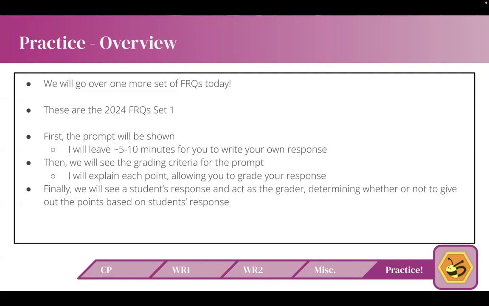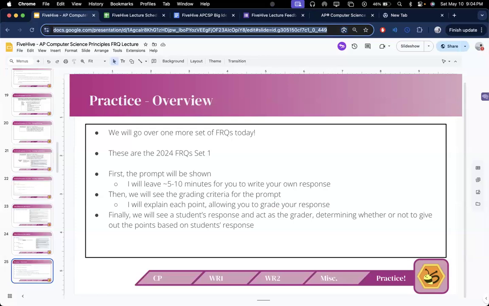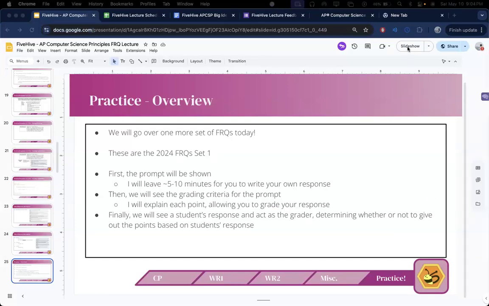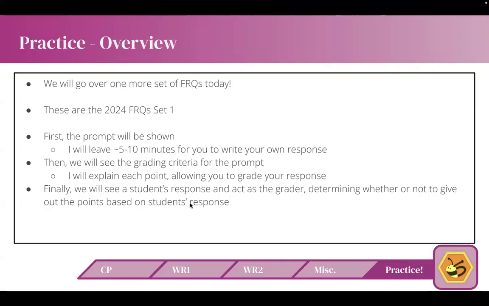Some of us have already been writing them. For those who have not, I'm going to encourage you to go ahead and write your responses for these ones. Then we're going to see the grading criteria. I'll explain each point, and I'll let you grade your own. I'm not going to be able to grade anybody's specific responses, but I'll show you the grading criteria, and you can grade your own. To further help us, we're going to take a look at two different student responses, one that got the point and one that didn't for each question. Then we'll determine which one got the point and which one didn't.